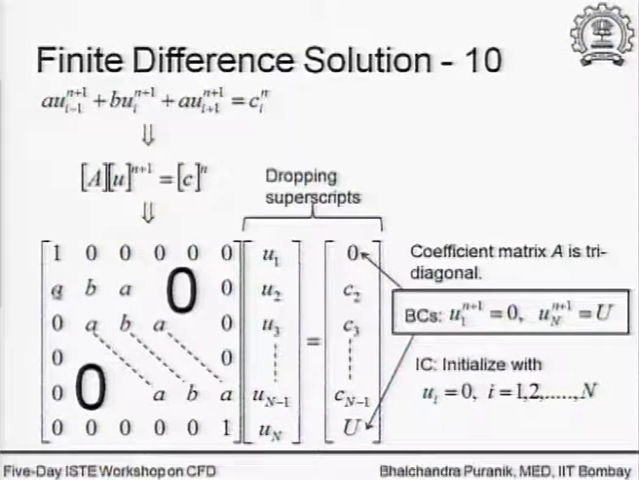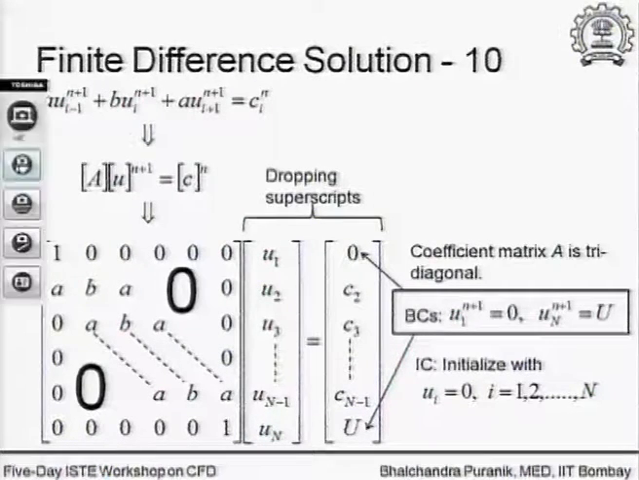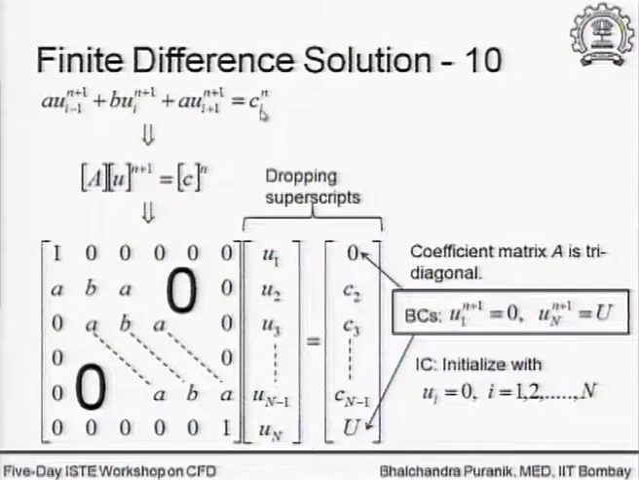Fine. Then for the second row I will have a multiplied by u1 plus b multiplied by u2 plus a multiplied by u3 equal to c2, which is the same as this written for i equal to 2, and so on. Is that fine? And the last one again is all zeros, not giving anything up to u of capital N minus 1. The only final equation would be 1 times un giving you capital U, which is your other boundary condition.